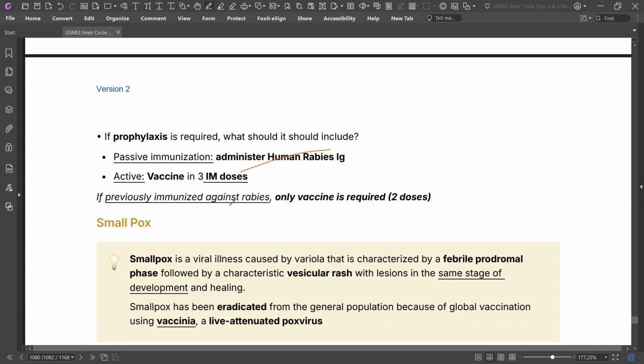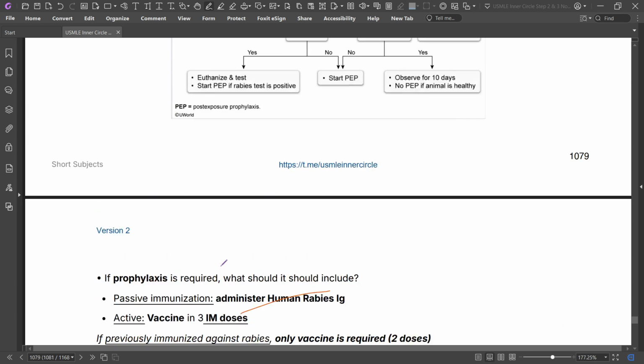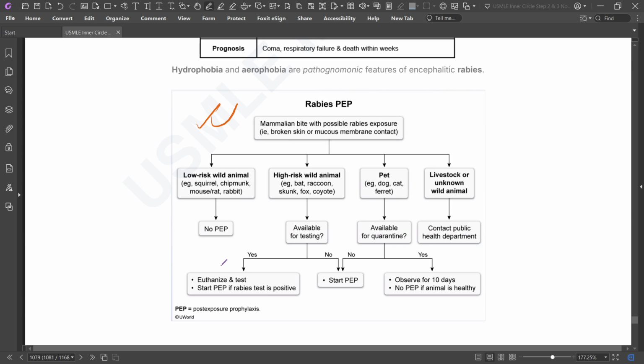If somebody has rabies exposure, rabies post-exposure prophylaxis: if it is a low-risk wild animal, no post-exposure prophylaxis is needed. Squirrel, chipmunk, mouse, rabbit. If a high-risk animal, bat, raccoon, skunk, available for testing, yes, euthanize and test; start post-exposure prophylaxis.